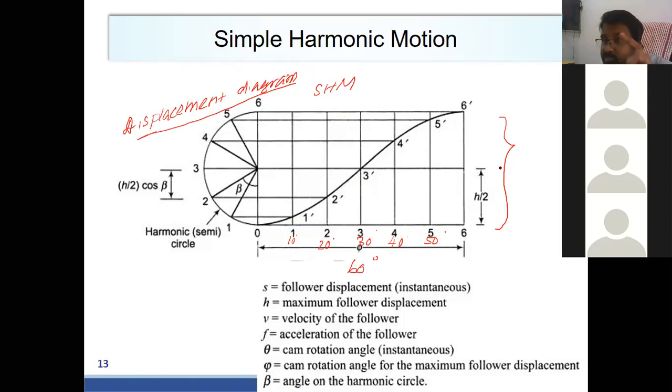The maximum displacement that we are going to give the follower. You can say maximum lift. This is the maximum lift that is given to the follower. Or sometimes we say this as a stroke. Different books use different terminology, not a problem. So this is the lift that we have to achieve. So we are designing the pattern.